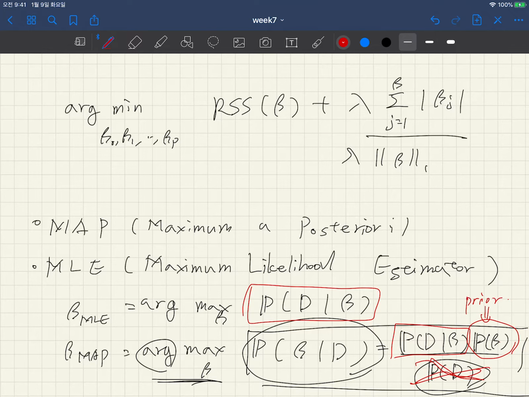Okay, so basically we can categorize machine learning researchers into two different categories: frequentist and Bayesian. Frequentists just believe the data and do not believe in any prior knowledge. But Bayesian scientists usually believe there exists something prior, and we have to use the prior to get more accurate predictions. Okay, so this is MAP and MLE.